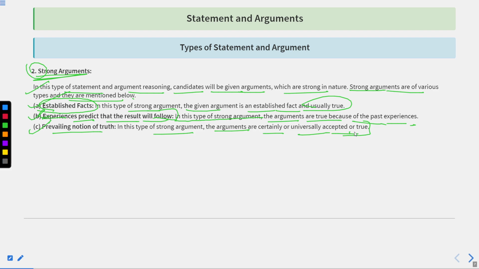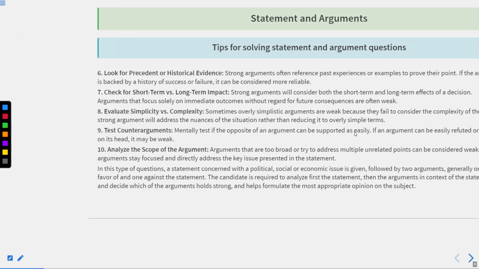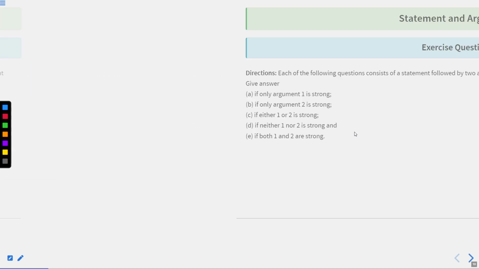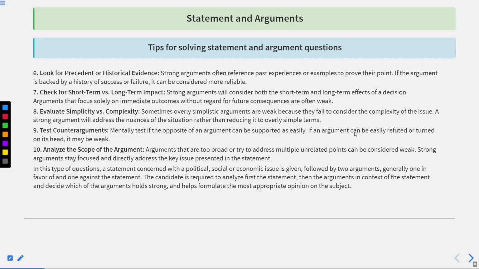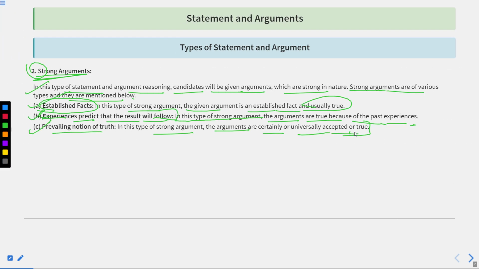Okay, my dear students, in our next lecture we are going to talk about 10 tips which will assist you in solving questions related to statements and arguments. We will discuss what exactly follows from the statements and arguments that we have provided, and how is it so.